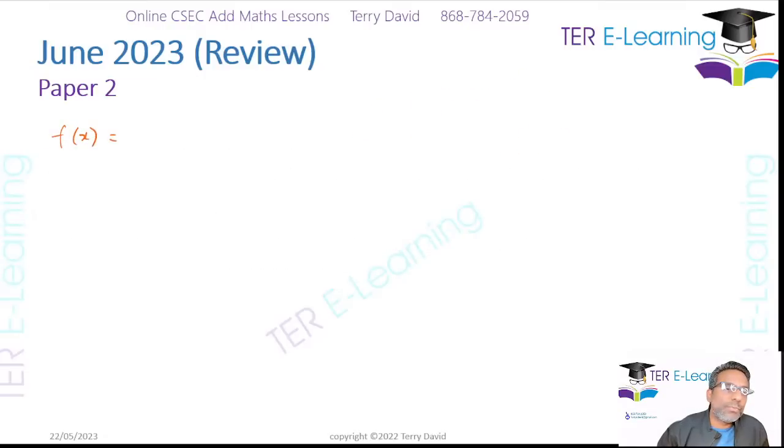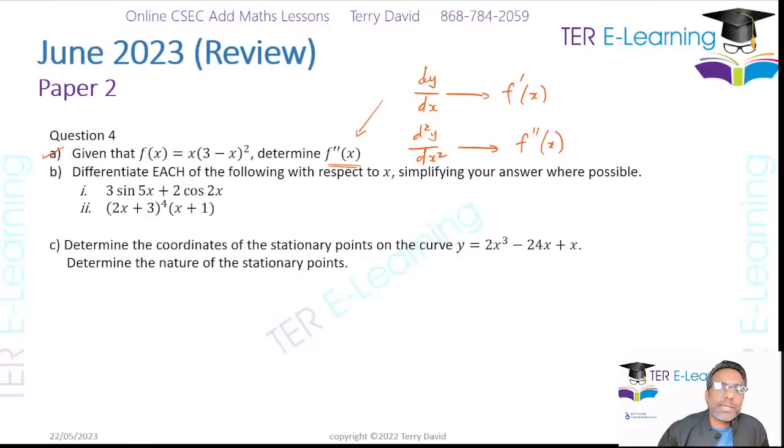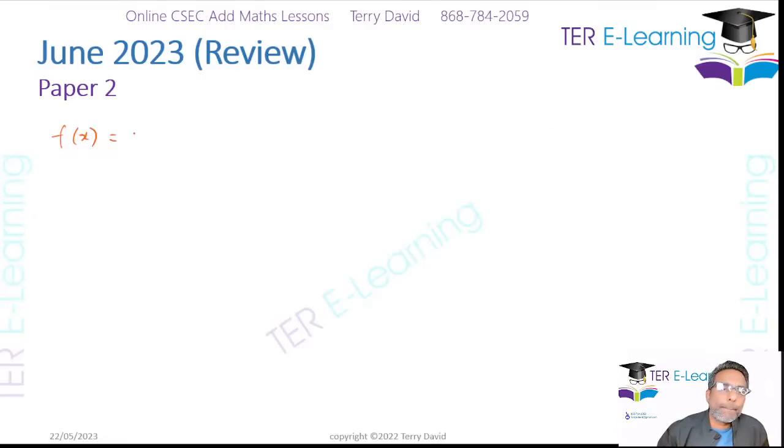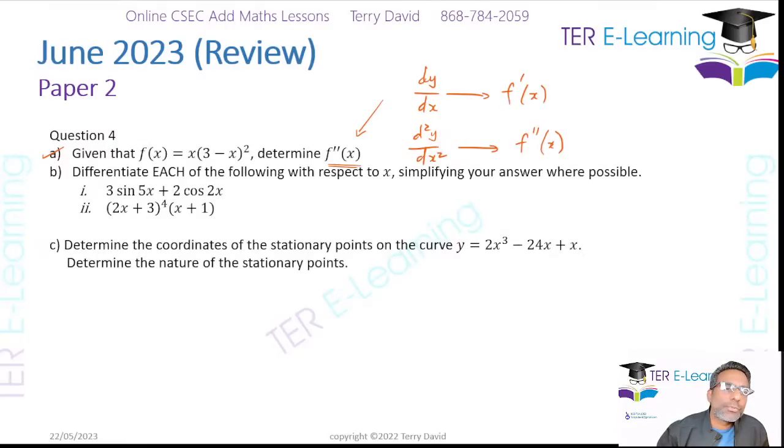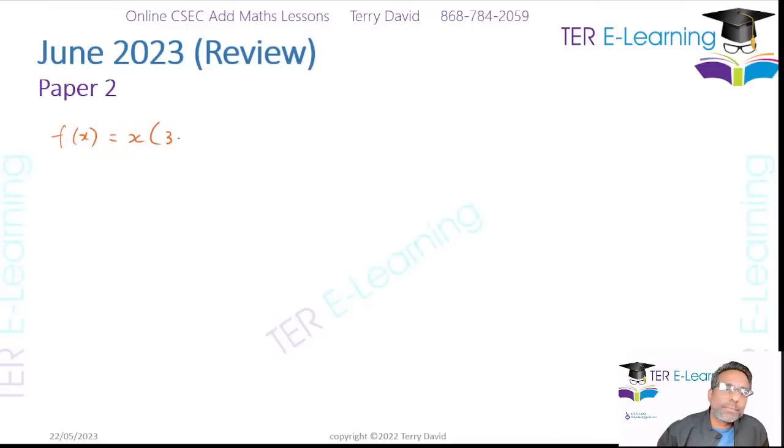So I have f of x is equal to x open brackets 3 minus x squared. Now, if you have a scenario like this, and we are trying to find our second derivative, what I would do first is probably expand. So in this case, I will expand the bracket first. So this is going to be 9 minus 6x plus x squared.